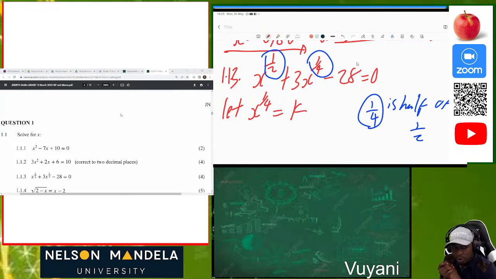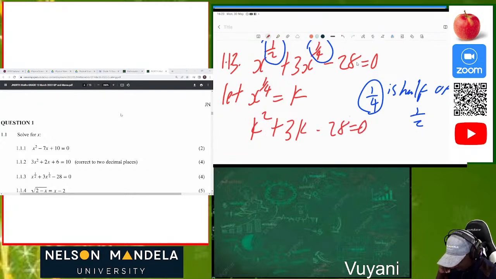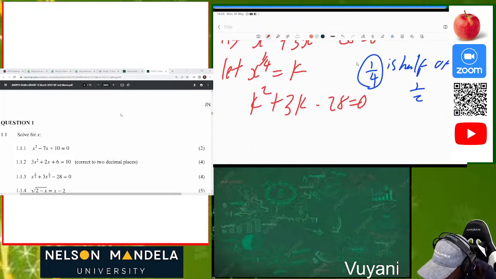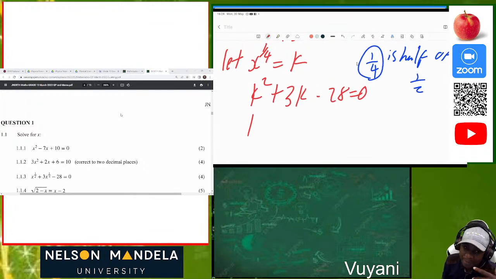What do we know about 1 over 2? We know that 1 over 2 is 2 times 1 over 4. So what do we do from here? Now we just substitute. Here it's 1 over 2, so it's going to be k squared plus 3k minus 28 is equal to 0. Then after that, we solve for k. In this instance, we use our factor form or our quadratic formula. One of the two will work perfectly for us.